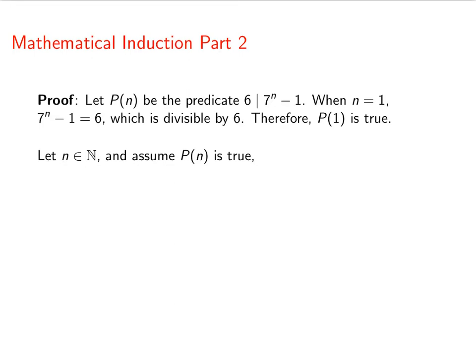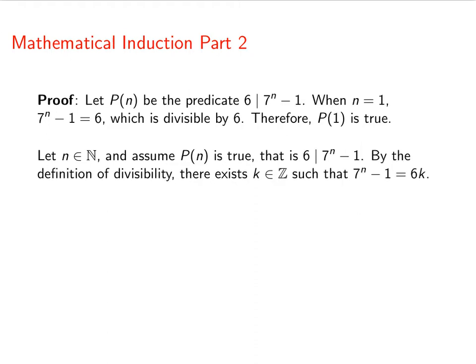Now let n be a natural number. It is an arbitrary but particular value of n, and let's assume that P(n) is true. That is, we're assuming that 6 divides 7 to the n minus 1. So, what does the definition of divisibility tell us? It tells us that there exists a k in the integers such that 7 to the n minus 1 is equal to 6k.